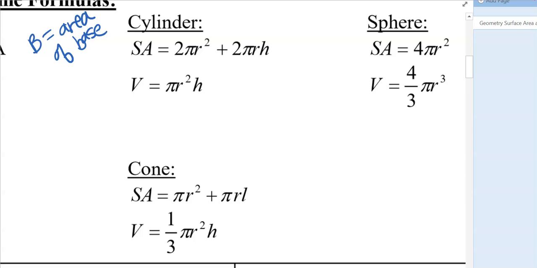Okay? What do you need to do a calculation for a sphere? What's the only piece of information you need to know about the sphere? Radius. Okay? And we can plug those in. So I think you guys will be pretty set in that area.